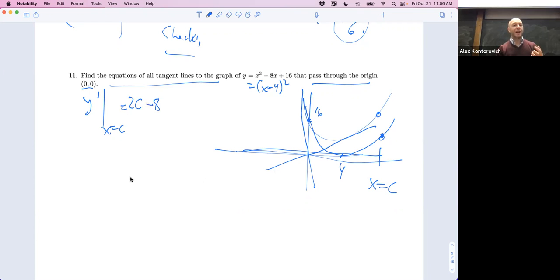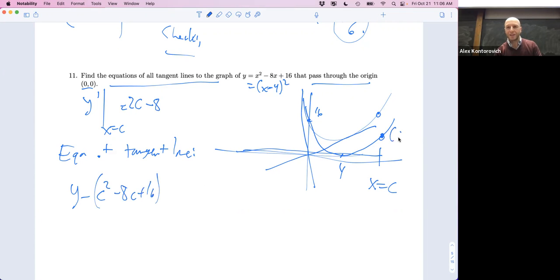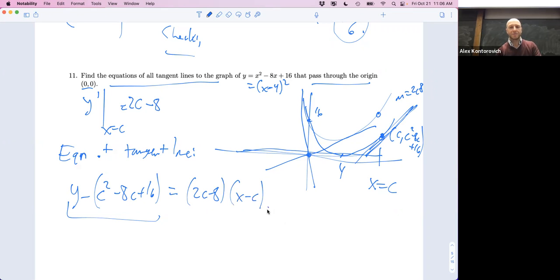And so the equation of the tangent line at any point will be y minus the value, which is c squared minus 8c plus 16, because that's this point, c comma c squared minus 8c plus 16. And this slope will be 2c minus 8. So I want to figure out when does that tangent line cross through the origin. Okay, so I want to write down the equation of the tangent line first. So this thing is equal to slope 2c minus 8 times x minus c.